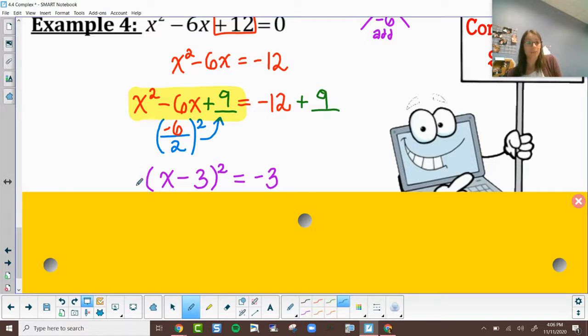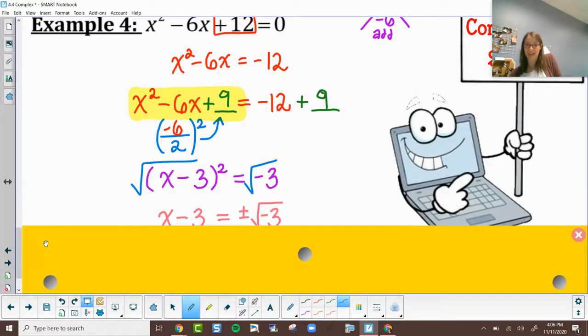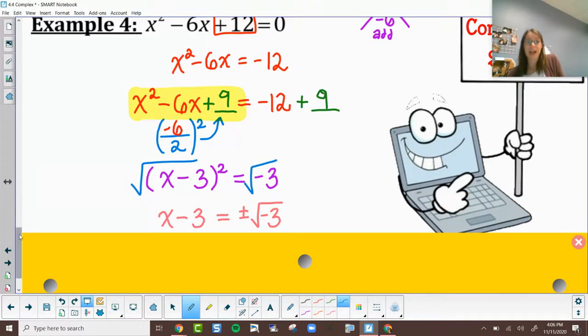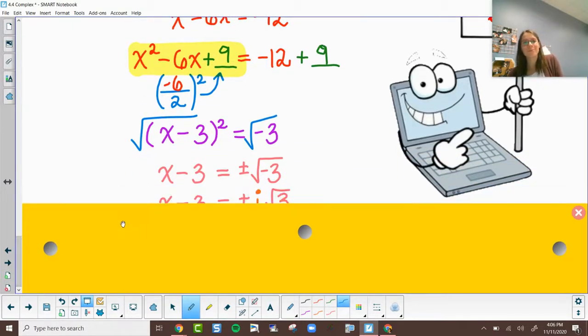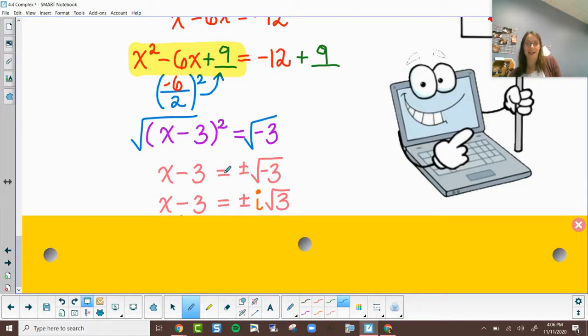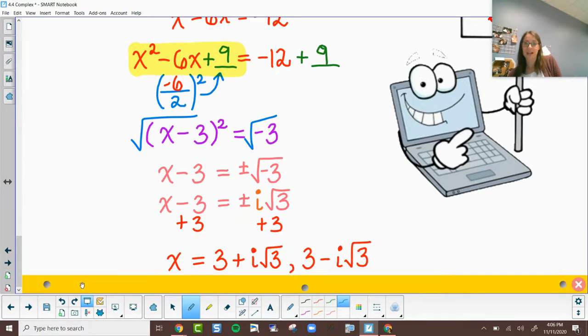Now I do what I did before, where I'm going to root both sides. Square root of -3 means I'm going to have an i in there. So I'm just going to take the i out. And then just be sure at the very end to add 3 to both sides for your final two solutions. Be careful, order matters, because you can see the imaginary part is the second piece. So order matters for these.